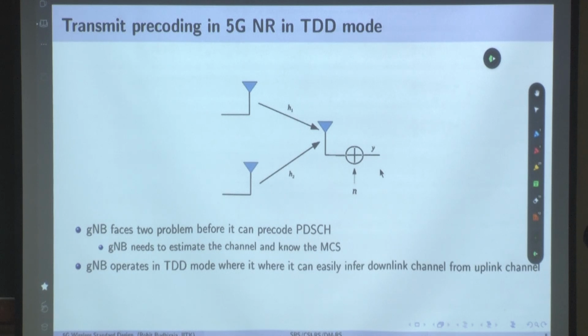When it is in the uplink mode, the UE is transmitting and the base station is receiving, so the base station is in receive mode. Then when it has to transmit to the user, the base station is in transmit mode and the user is in receive mode. So the base station has to switch, but for uplink and downlink, the same 100 megahertz band is used.